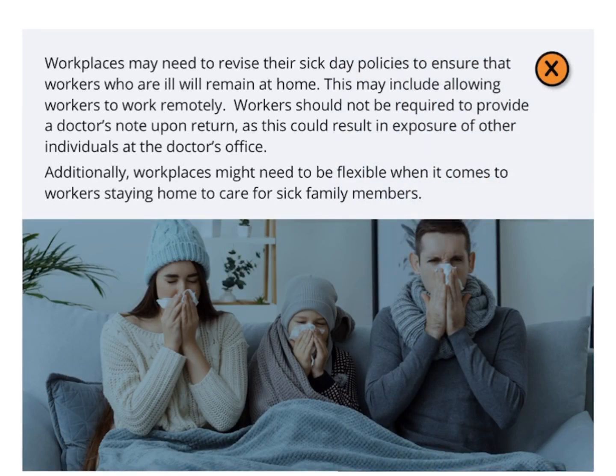Workplaces may need to revise their sick day policies to ensure that workers who are ill remain at home. This may include allowing workers to work remotely. Workers should not be required to provide a doctor's note upon return, as this could result in exposure of other individuals at the doctor's office. Additionally, workplaces might need to be flexible when it comes to workers staying home to care for sick family members.